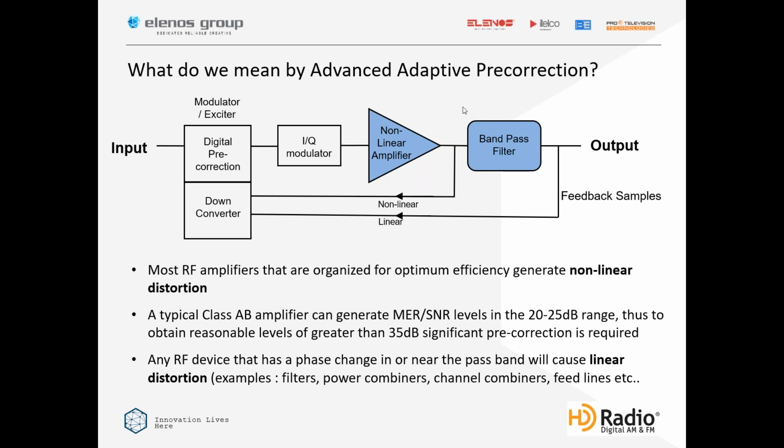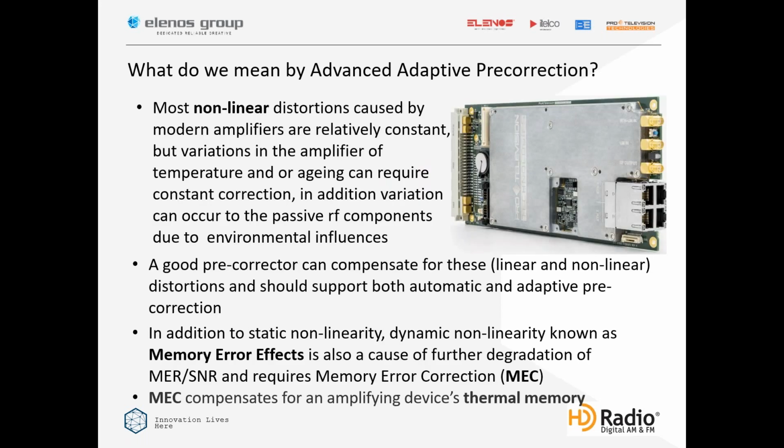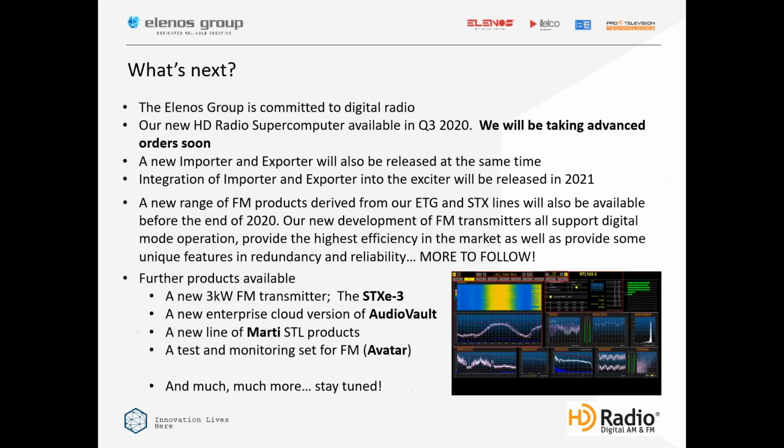Absolutely. All right, let's see here. So we talked about what the advanced adaptive pre-correction does for the nonlinear distortions. We talked about memory effects. Morten did a good job of explaining how the memory effects degrade the signal, and they really haven't been corrected for in previous implementations for HD radio. And so this memory effect correction is an advanced technology that improves the MER, or it can improve the efficiency of the amplifier. So what's coming up next for the Elenos group?